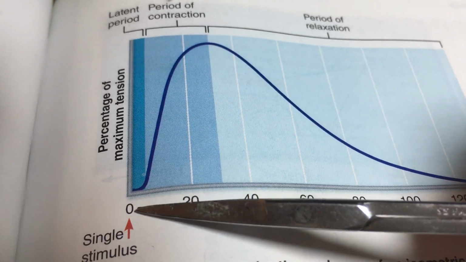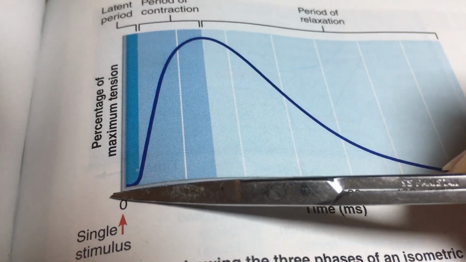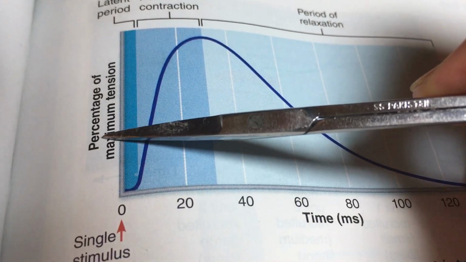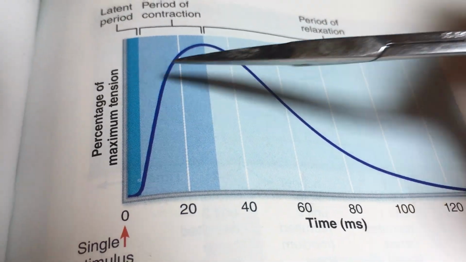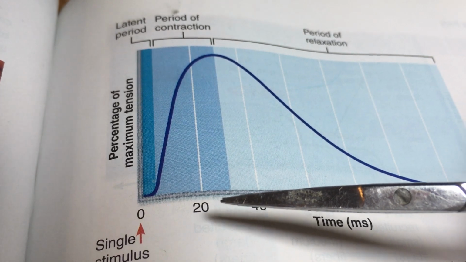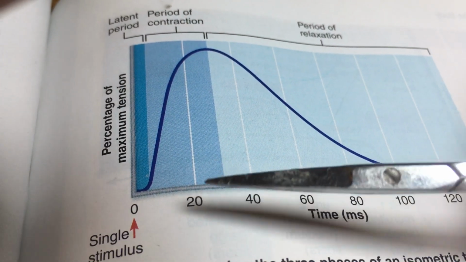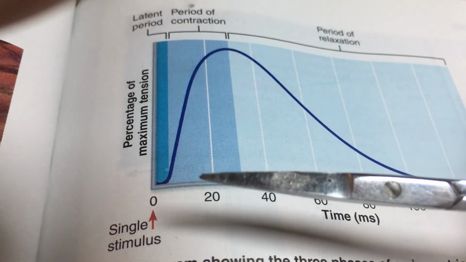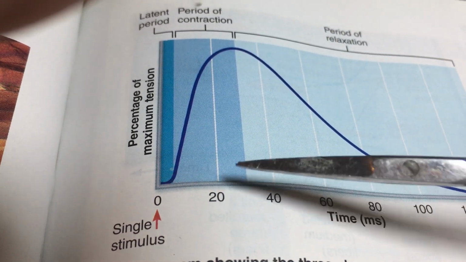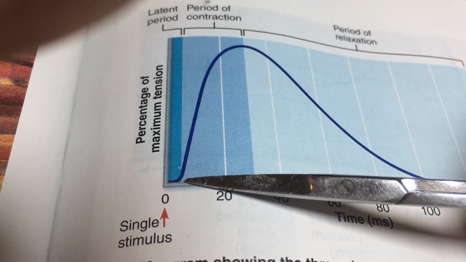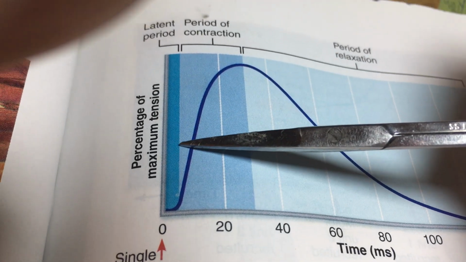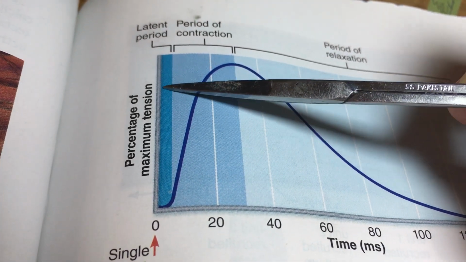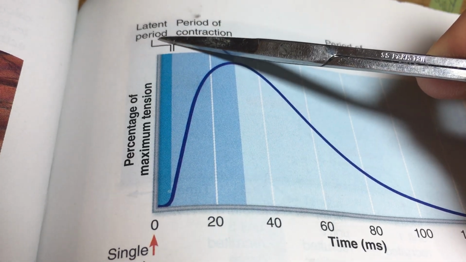Notice that as part of this twitch here, this is the time in which it's occurring. This is the percentage of maximum tension. So, and we're considering maybe just one cell or one motor unit in this case. We get the single stimulus. Now notice nothing is happening at first, and the graph is accounting for that. It's referred to as the latent period.